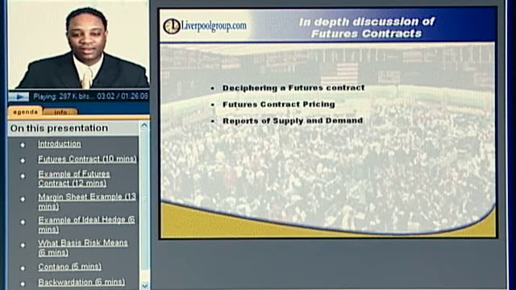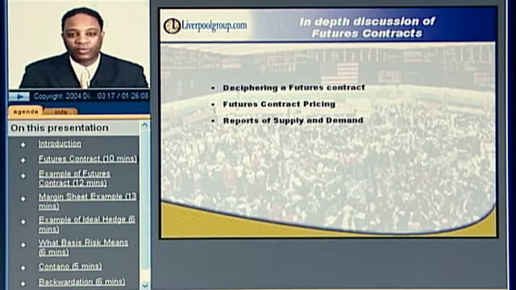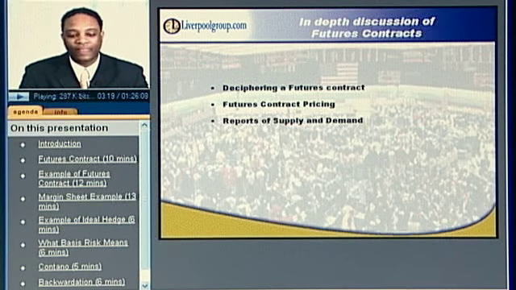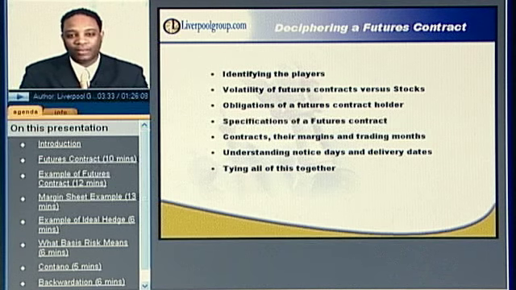Let's begin with the discussion of futures contracts. Now, in understanding how futures contracts work, we'll first decipher what goes into a futures contract and how it differs from the typical stock investments that people make. And then we'll talk about how futures contract pricing really evolves and how it's developed and how the hedgers and speculators play core parts in creating that. And then we'll also talk about various reports of supply and demand, because unlike most investments, futures and traditional commodities really focus on what people want and how much of that is actually available.